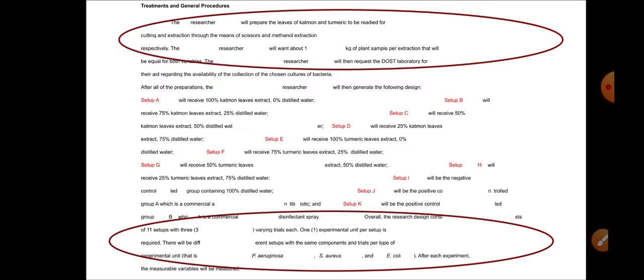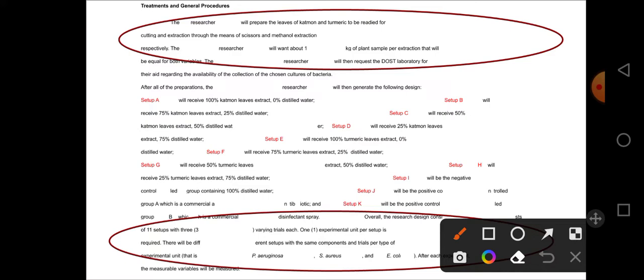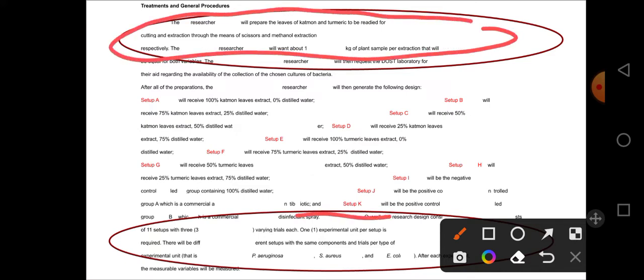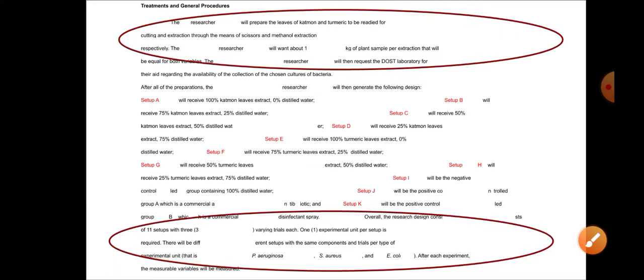And then lastly, okay, we have here this part and this part. So the first part states that the researcher will prepare the catmon leaves and turmeric to be ready for cutting and extraction through the means of scissors and methanol extraction. The researcher will need about 1 kilogram of plant sample per extraction. Okay, that will be required for both variables.